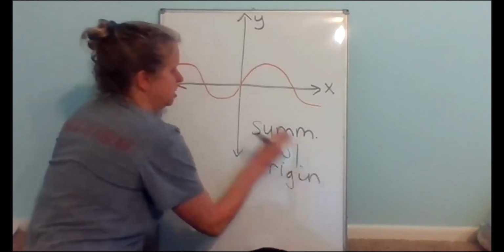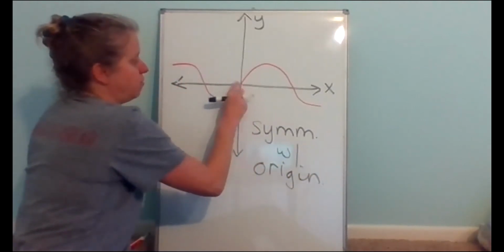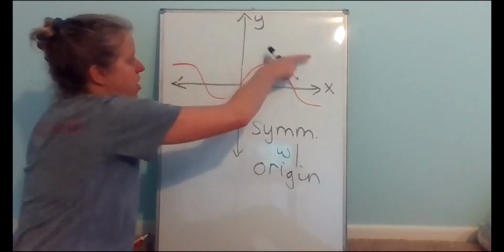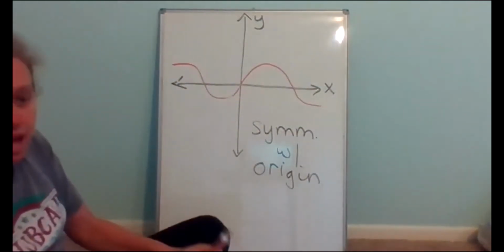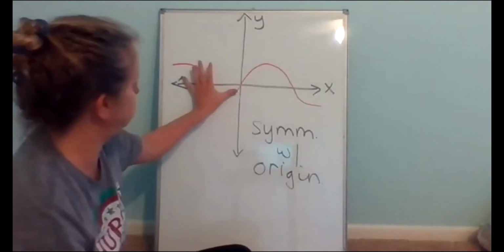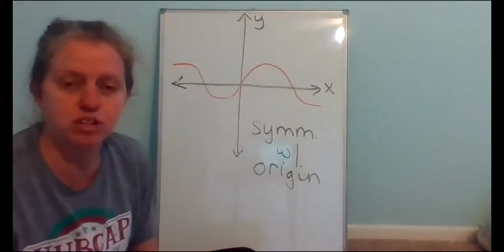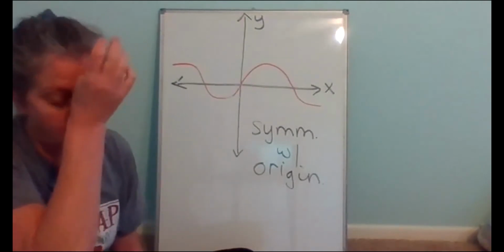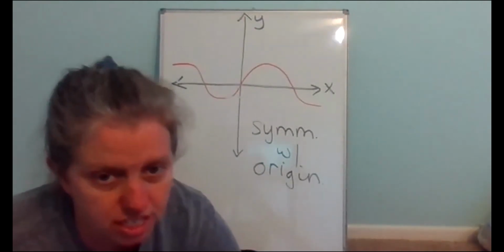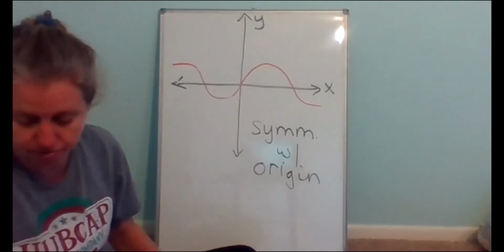And the origin is just this middle spot right here. So again, rotating it 180 degrees would make one part of the red graph come and lie on the other part of the red graph. So that's what it looks like if you're symmetrical with the origin instead of the x or y.